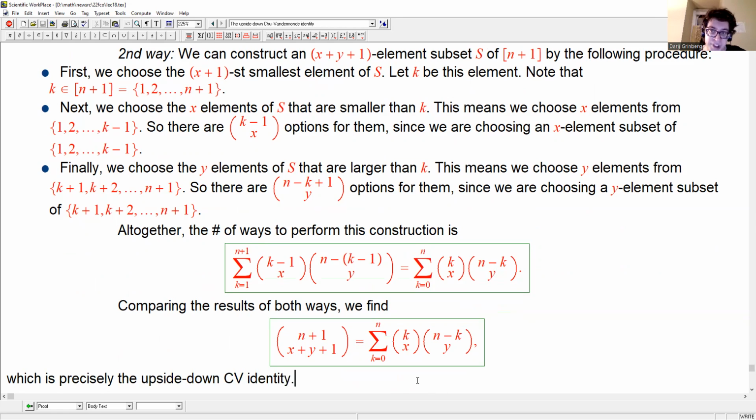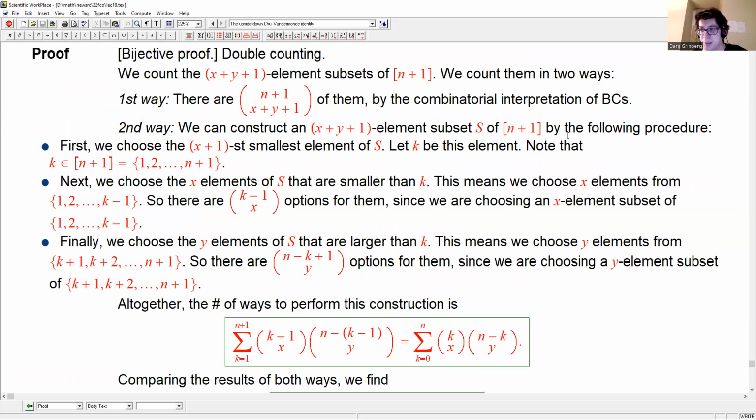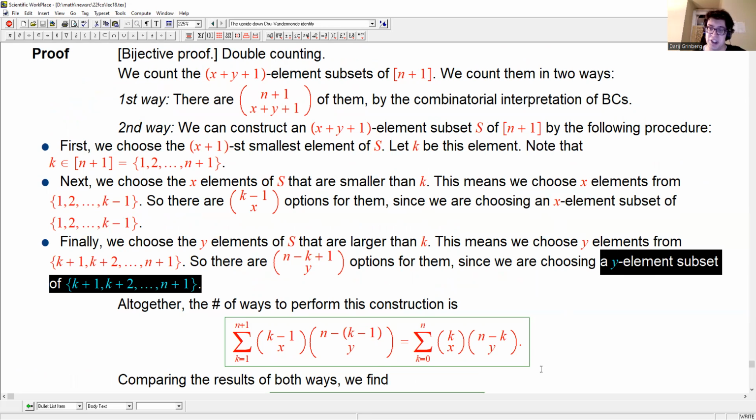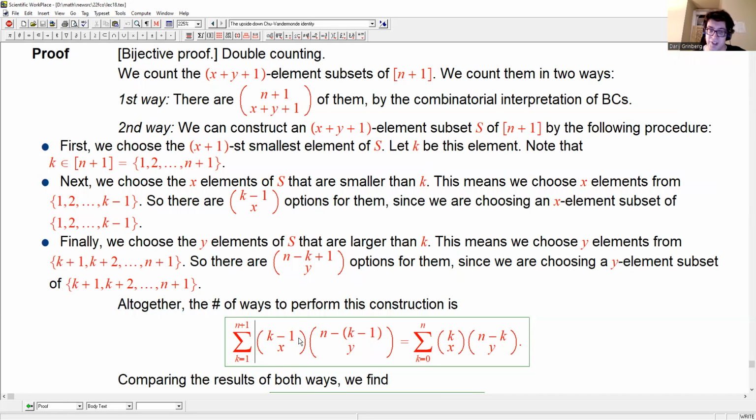So once again, we used double counting. We could just as well use a bijection, and in fact if we scratch this double counting argument a little bit, we will see the bijection hiding underneath. The bijection is, on the one hand, you have the x plus 1 element subsets of n plus 1 whose x plus first smallest element is k. And on the right-hand side, you have a pair of a subset like this and a subset like this. And this bijection yields that the number of those subsets is exactly this product.